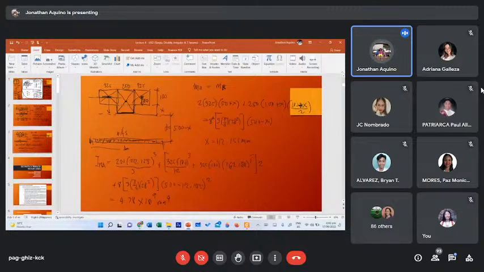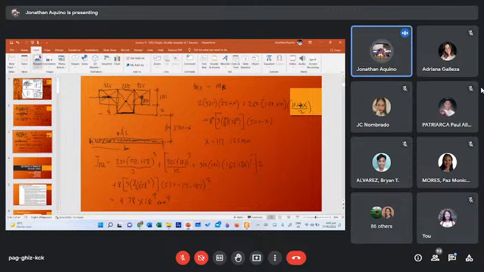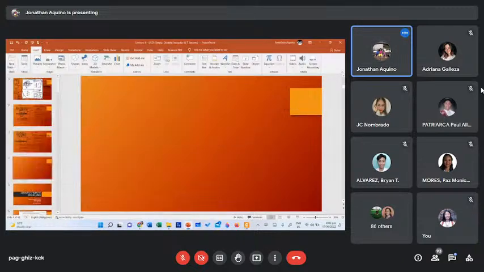Okay, so once you determine the centroidal moment of inertia, so next is we can now determine the stresses or the moment capacity of the section. So in the problem, we are required to determine the flexural moment capacity, meaning bending moment capacity. So in determining the bending moment capacity, we need to solve the capacity considering steel and the capacity considering concrete. So again, the basic formula, stress is equal to MC over I. So that's the basic flexure formula.